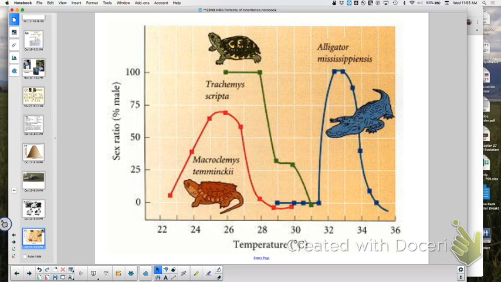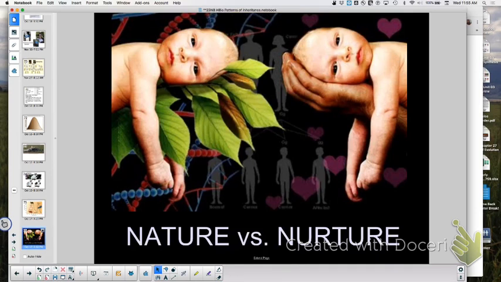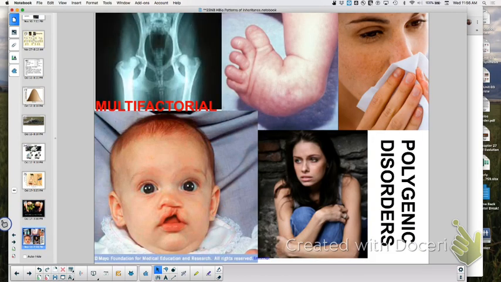Reptiles, you can determine the sex of the reptile by the temperature of the nest. And so that brings in your whole nature versus nurture argument. Is it in your nature? Is it in your DNA? Remember when we looked at that already? Or is it due to nurturing? It brings all of that in. And these polygenic traits I'm telling you about, especially these disorders like cleft lip, schizophrenia, certain allergies, they are more susceptible to environmental influence than other traits that are not polygenic.